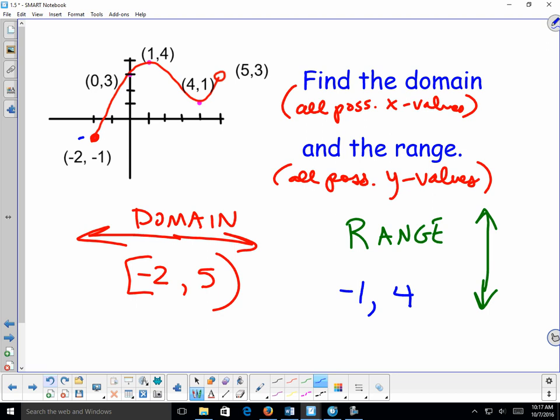Do we want to include those values? Sure, we actually do reach a depth of -1, all right? And so I'm going to include that, and we actually do get all the way up to a height of 4, so we're going to include that. So this would be our range for this particular graph.